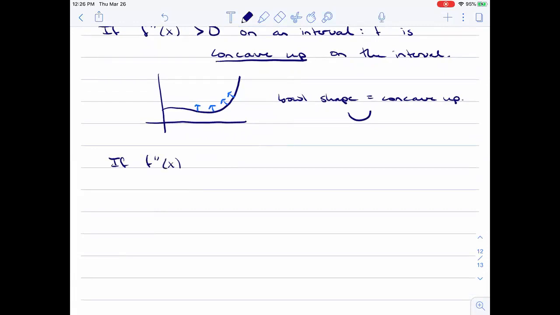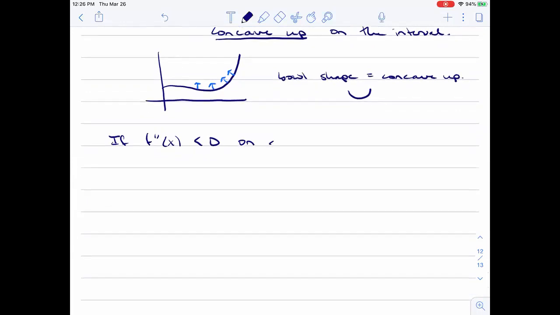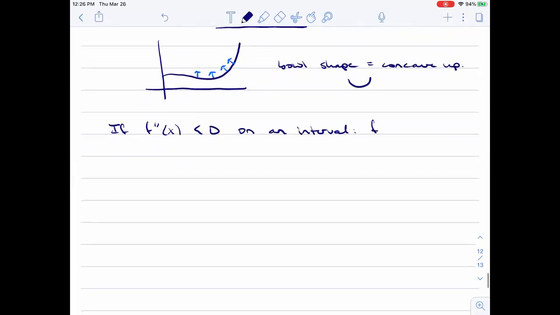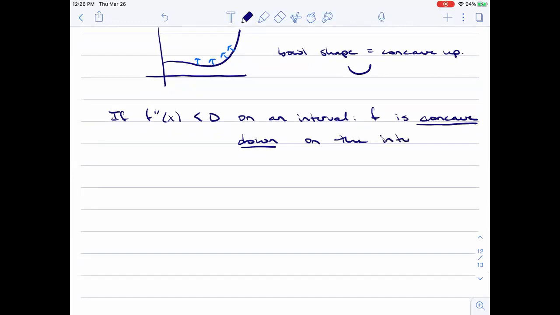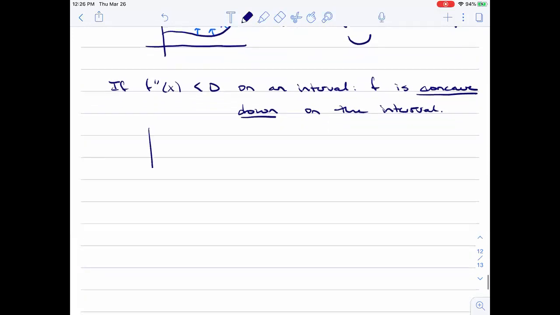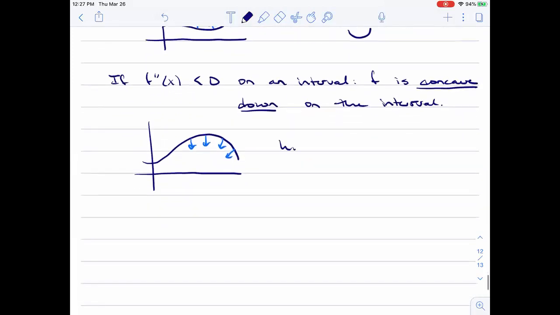If the second derivative is less than 0, so if it's negative on an interval, then f is concave down on the interval, which is just the upside down bowl or kind of a hill shape. So if you have something that looks like this, then kind of a hill shape is concave down.